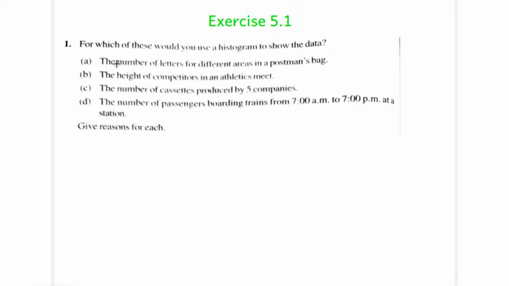Number A, the number of letters for different areas in a postman's bag. In a postman's bag there are letters of different areas. Suppose we consider only three conditions: the letters are for Delhi or for Assam or for West Bengal. For Delhi, suppose there are 30 letters, for Assam 55 letters, and for West Bengal 80 letters in the postman's bag. These are individual data. They have no connection with each other.